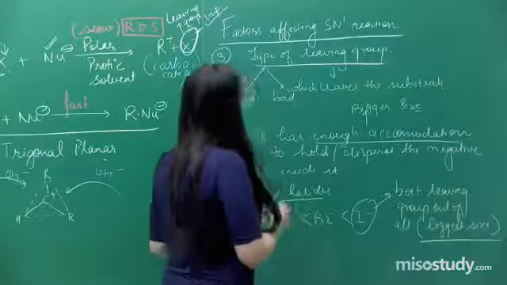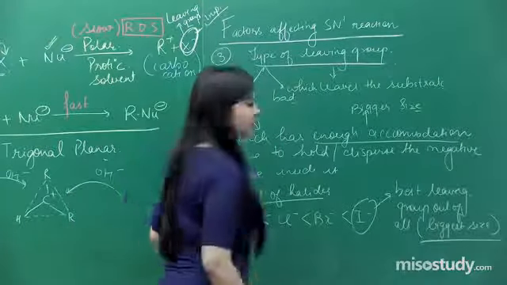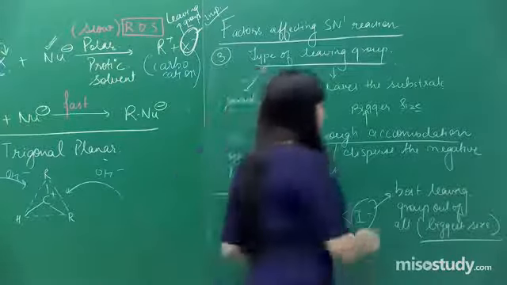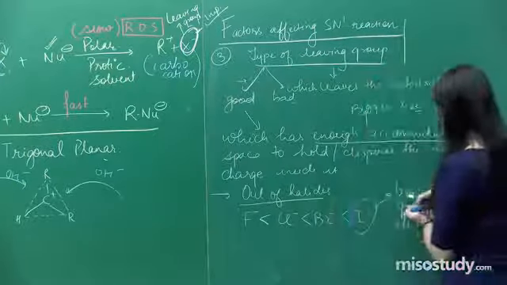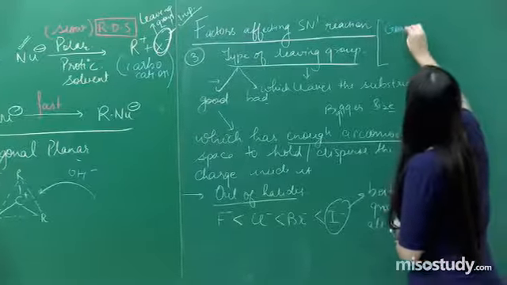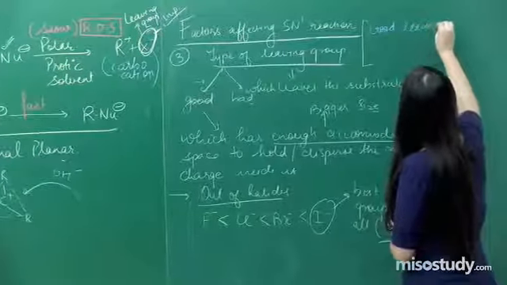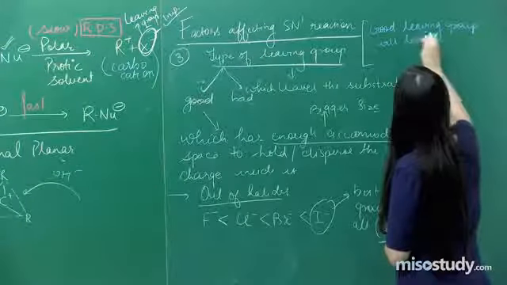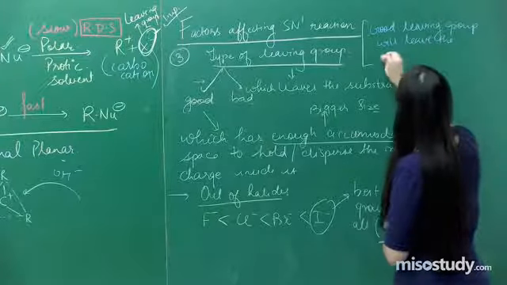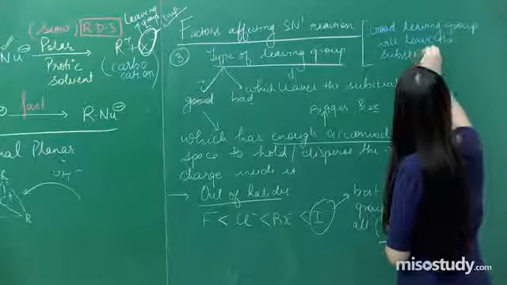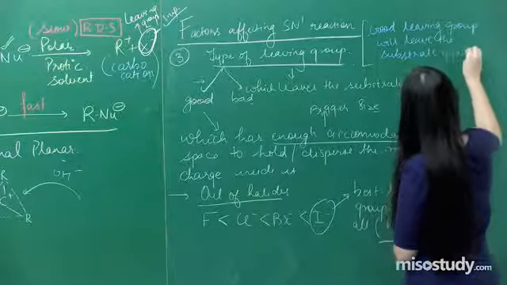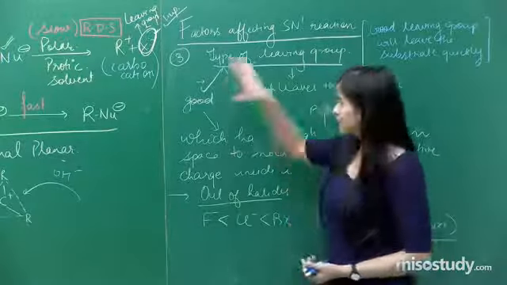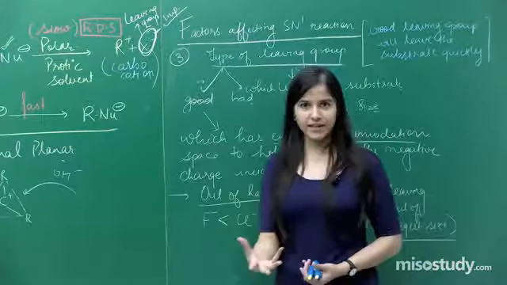Clear? So if this is I negative, it is very good and it will quickly leave the substrate. A good leaving group, I am writing this down here, will leave the substrate quickly. Fine. So that was it under the category of leaving group. That was factor number 3. Let's move on to the very next factor.